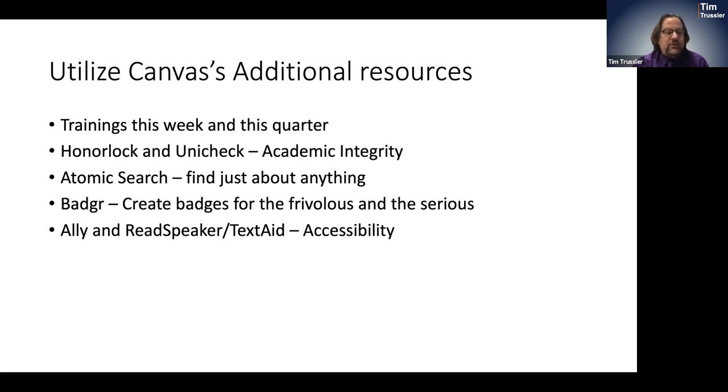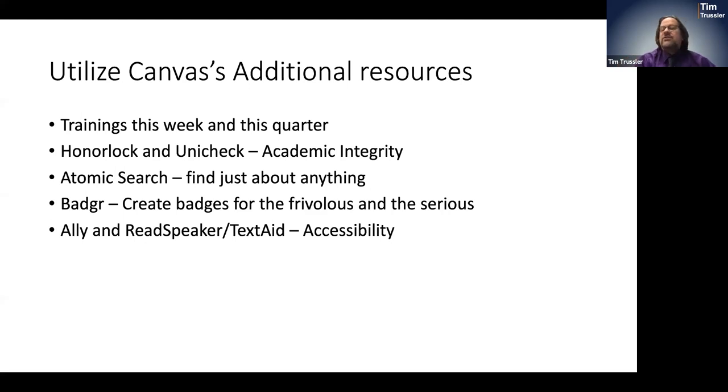We've got Badger, and you can use that to create badging. So for example, if you're teaching something that's competency-based, you can tell your students, when you collect these 5 badges, you've completed the course, or you have to get 3 of these 5 done in order to pass it. Basically, it has them perform tasks and then awards them a badge.